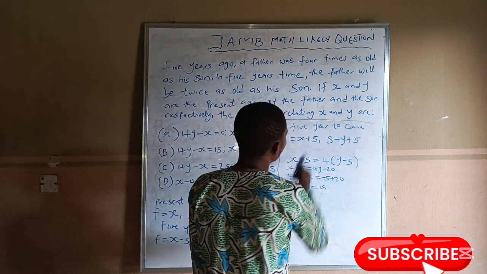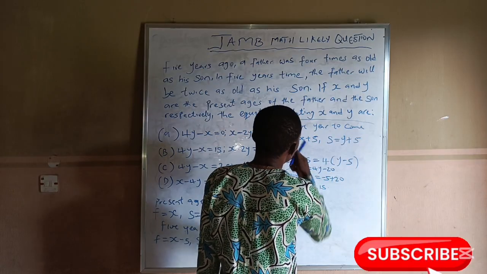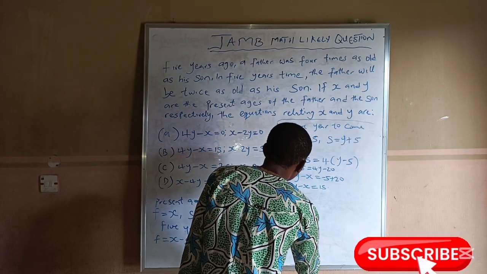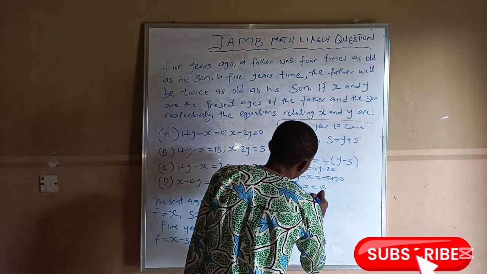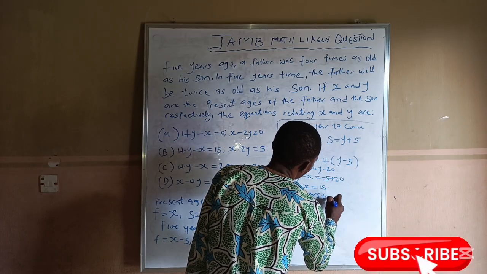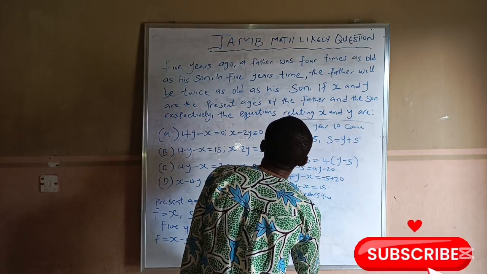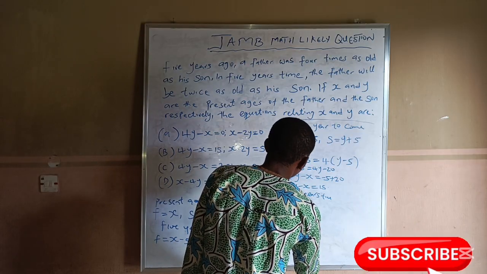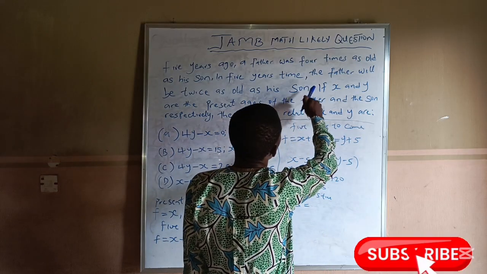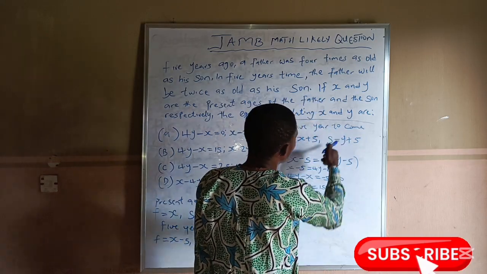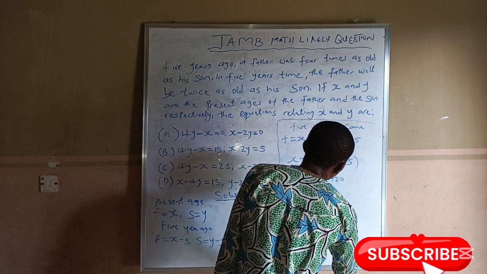Now, in 5 years' time, the father will be twice as old as his son. This is the equation for 5 years' time. The age of the father is what in 5 years' time? Father is x plus 5, while the son is y plus 5, and the father will be twice as old as the son. So 2 times the age of the son, y plus 5.